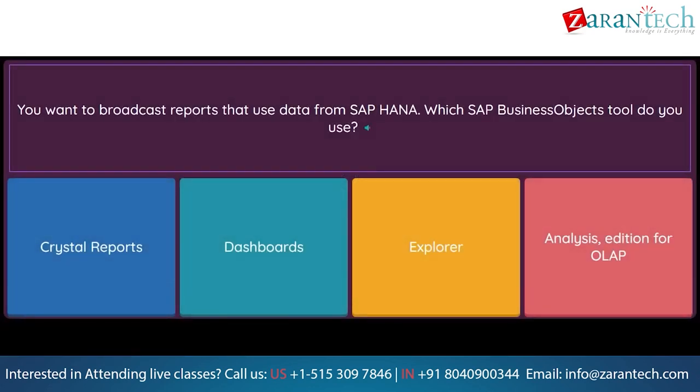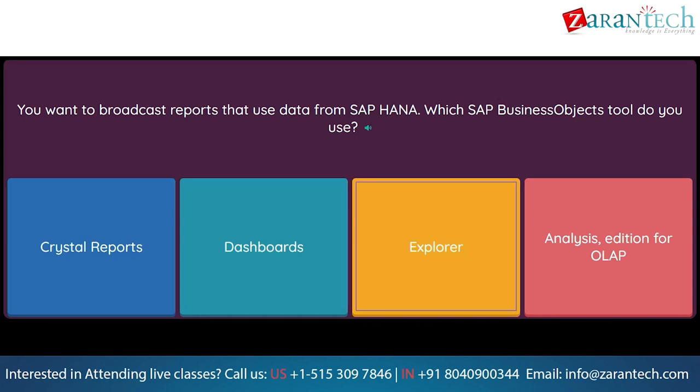Question: You want to broadcast reports that use data from SAP HANA. Which SAP Business Objects tool do you use? Option 1: Crystal Reports. Option 2: Dashboards. Option 3: Explorer. Option 4: Analysis, Edition for OLAP.